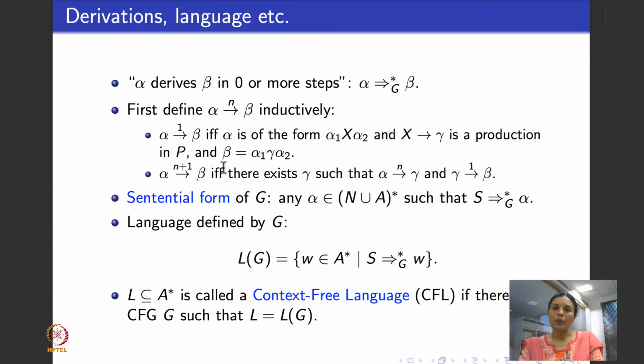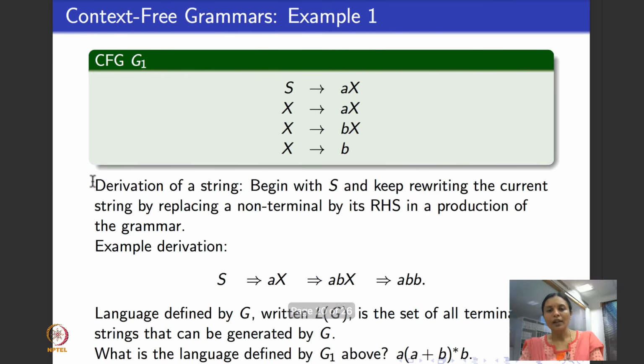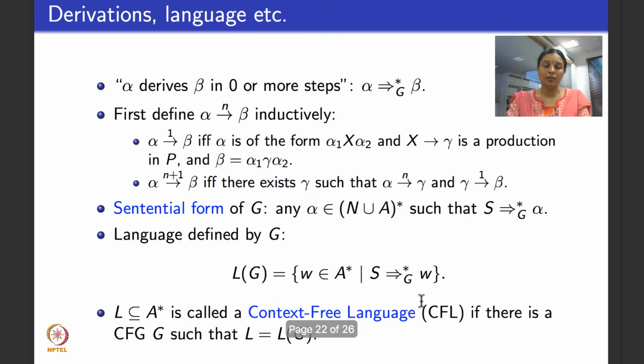And I keep doing this one step inductively. How do I say alpha derives beta in n plus 1 steps? If there exists some intermediate string gamma such that alpha derives gamma in n steps, and from gamma in 1 step I can obtain beta. Is that clear, please? Now, these intermediate entities that you see, alpha, gamma and so on, there's a term in grammar for them. They are called sentential forms. So if I go back to this example, this is a sentential form, this is a sentential form. Every step in the derivation leads to an entity called a sentential form. And finally, sentential forms end in a string of terminals that belongs to the language generated by the grammar.